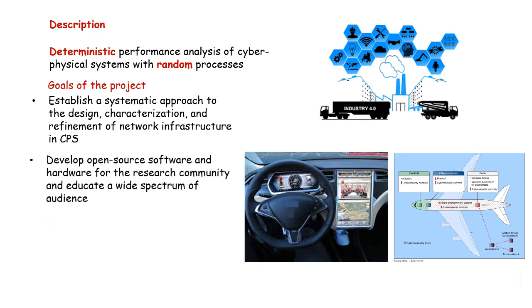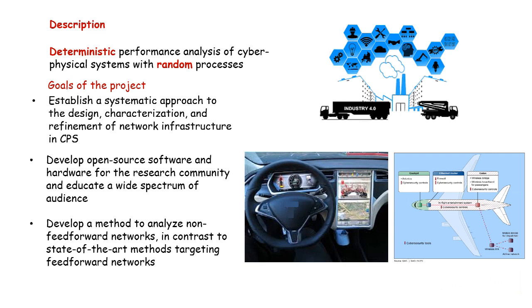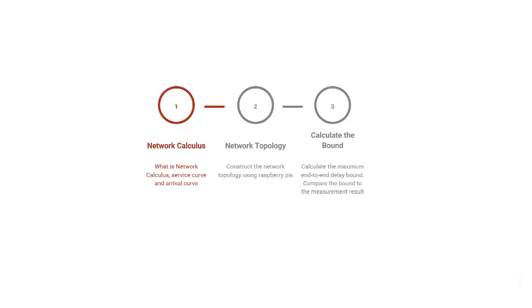Moreover, we want to develop both software and hardware for the outer research groups. An additional aim of the project is to develop a method to analyze non-feed-forward networks, in contrast to state-of-the-art methods that target feed-forward networks. Non-feed-forward networks are networks that have cycles. We use network calculus as the theoretical framework for this project because it is designed to provide deterministic performance guarantees in computer networks. First, we must introduce network calculus.